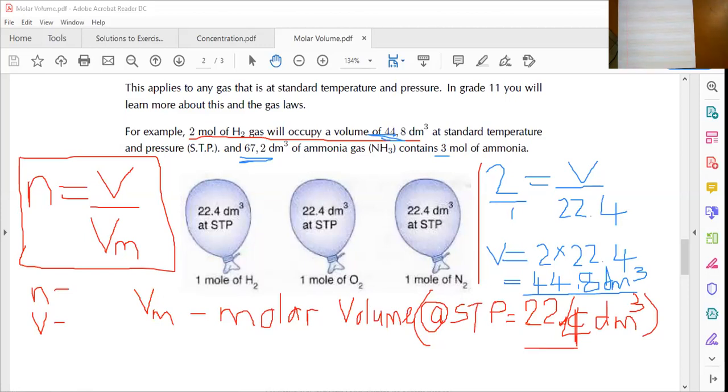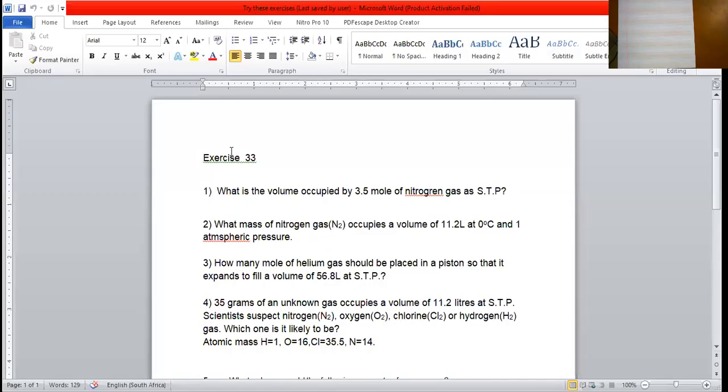Your homework is this one here. I don't know if you can see this. Okay, let me share this. It's exercise 33. Like the first question says, what is the volume occupied by 3,5 moles of nitrogen gas at STP? So you're going to use that equation, then you cross multiply and get that.